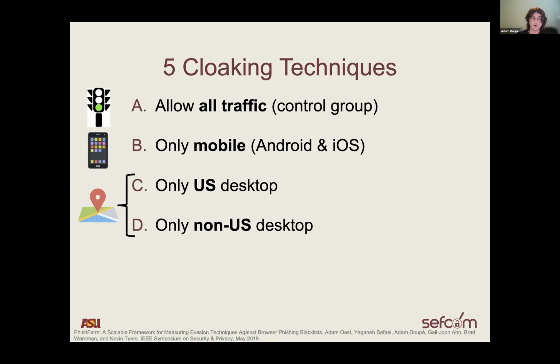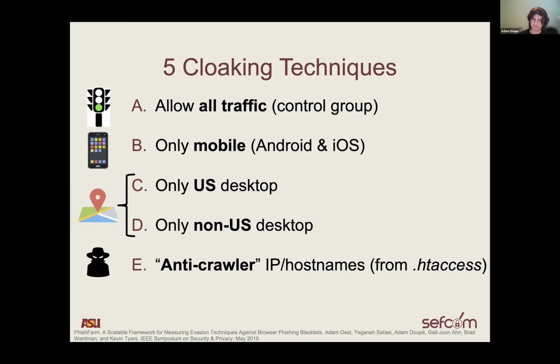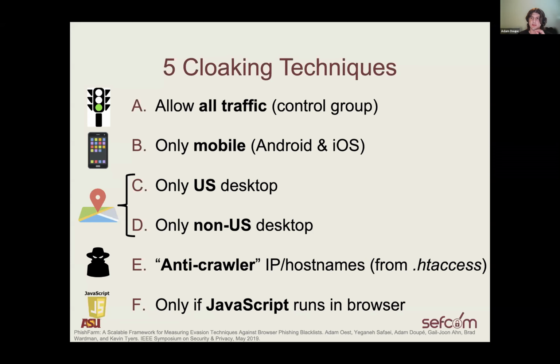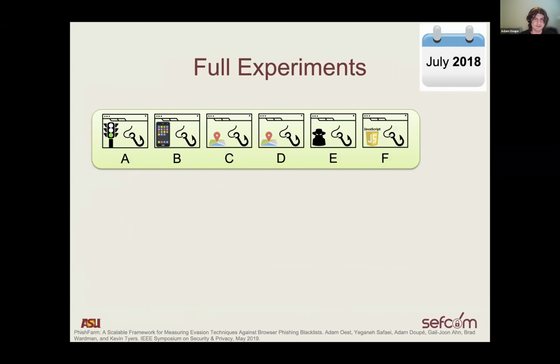It would allow only people from the US on desktop, and only allow people not in the US on desktop. We used our first project and extracted all those IP host names from the htaccess file to create an anti-crawler group. And the last one was testing if JavaScript would run in the browser. So we would do client-side cloaking only if there was JavaScript there.